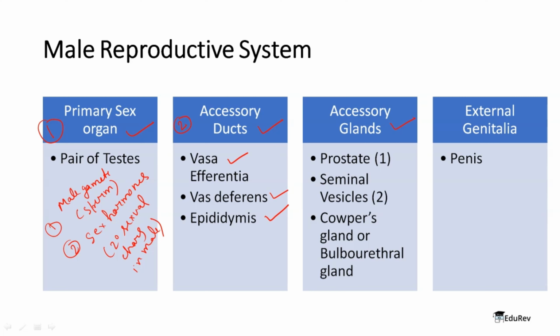Now come to the third, accessory glands. What is their function? They secrete some other materials which are required in the process of reproduction. They constitute a pair of seminal vesicles, that's why it is written as 2, because 2 seminal vesicles are present, and 1 prostate gland, and a pair of Cowper's glands, or bulbourethral glands. That is the other name of Cowper's gland. Now when we come to the external genitalia in the male reproductive system, the example is the penis.